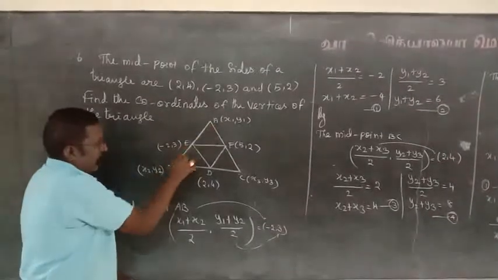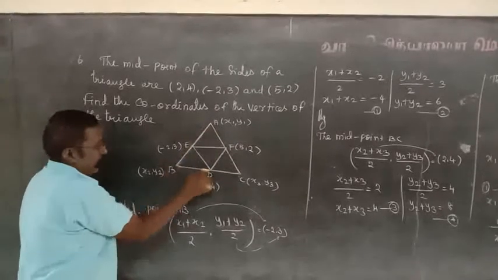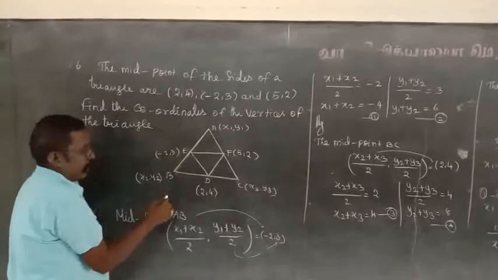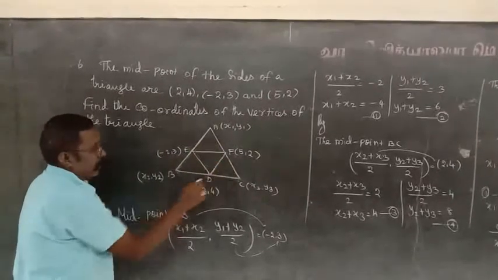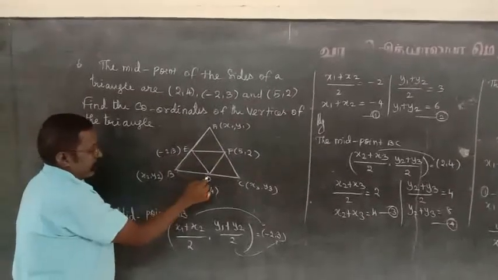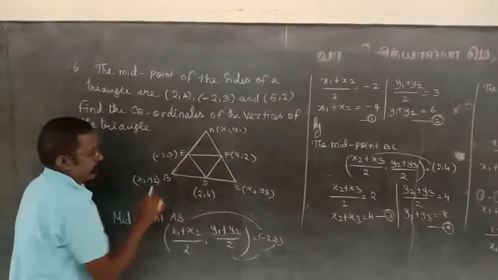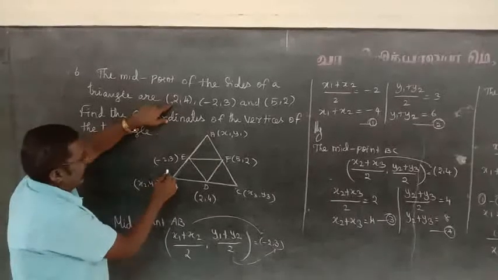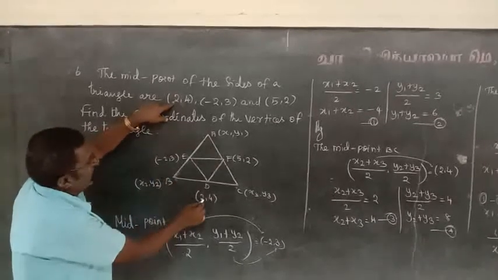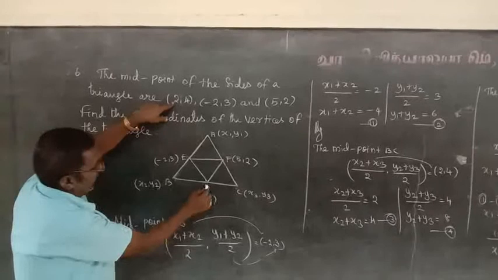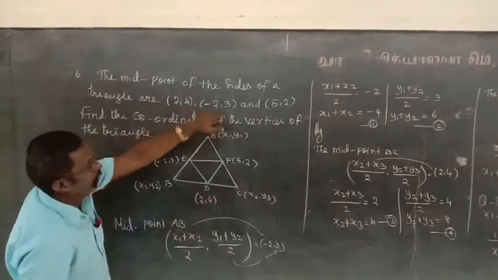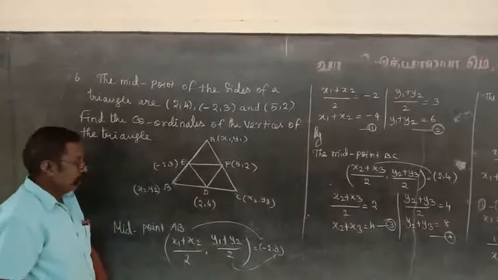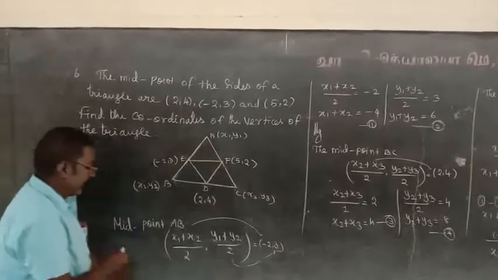So triangle ABC. The midpoints of AB, BC and AC are D, E, F respectively. The midpoint of AB is (-2, 3), the midpoint of BC is (2, 4), and the midpoint of AC is (5, 2). So here we apply the midpoint formula.